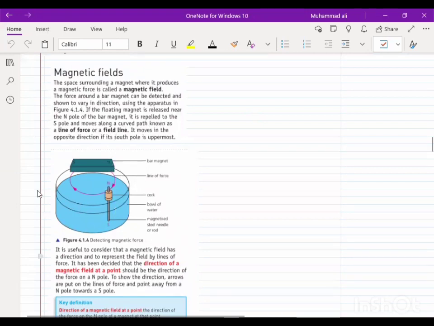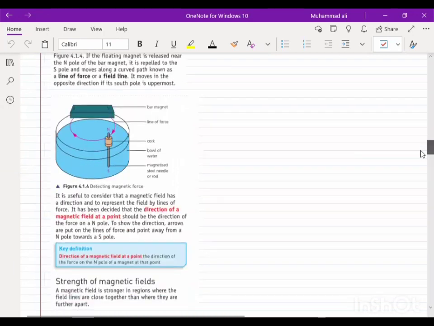Okay, so why is it moving around a curved path? Because of the idea that this is basically the north pole, so there is going to be repulsion, and because field lines are always from north to south, it's going to move towards the south pole. Okay, then what's happening? It is useful to consider that a magnetic field has a direction, and the field is always going to be a vector field.